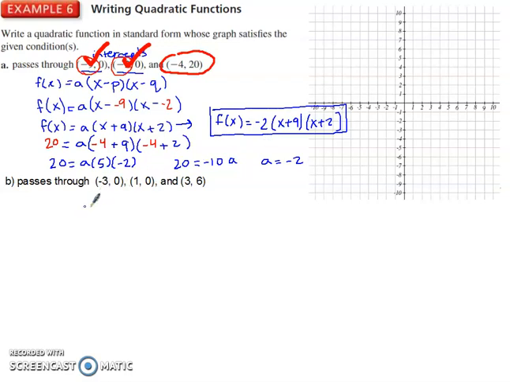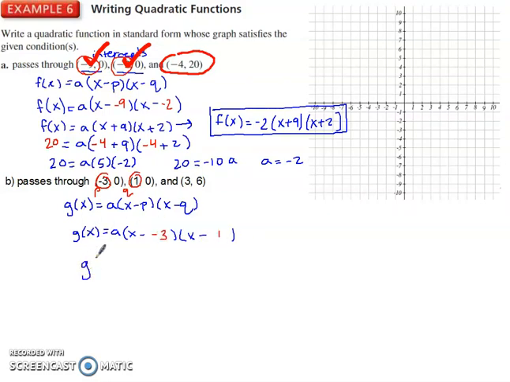Again, we are given intercepts here, so I'm going to use intercept form. g of x is equal to a times (x - p) times (x - q). And I know that these first 2 points are intercepts because the y value is 0. So p could be negative 3 and q could be a positive 1. So I'm going to fill in the values of p and q in my equation. P is negative 3 and q is positive 1, and this equation then simplifies to a times (x + 3) times (x - 1).